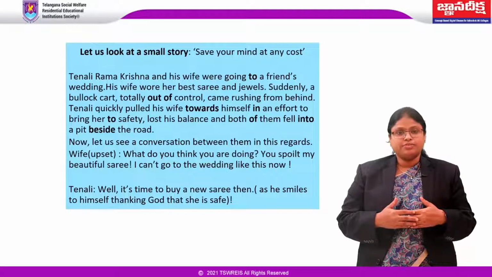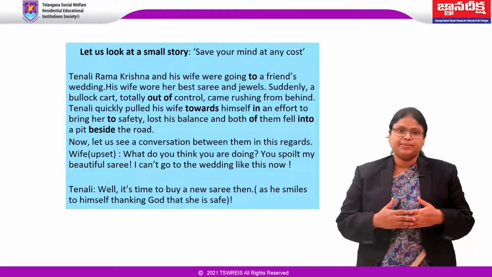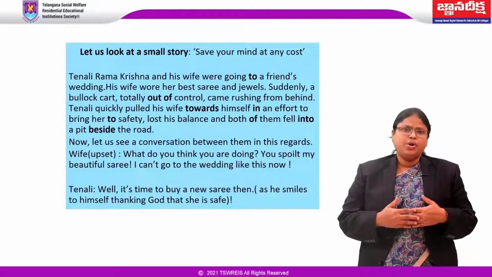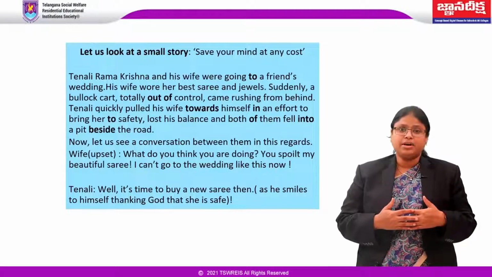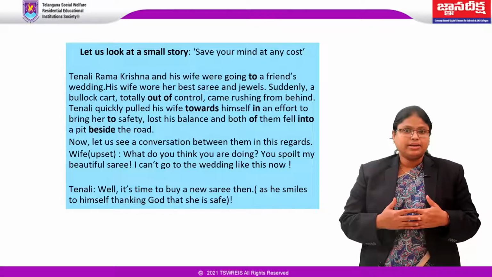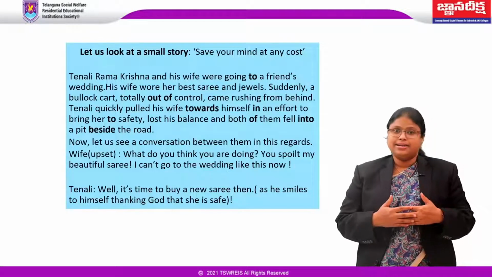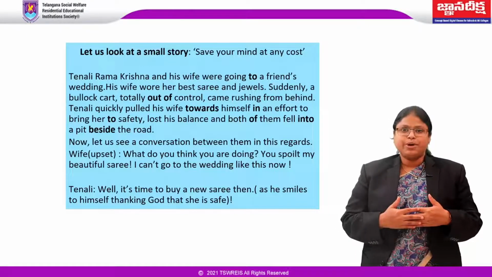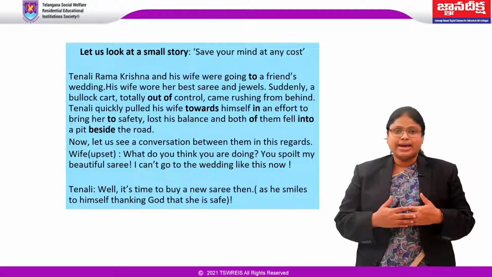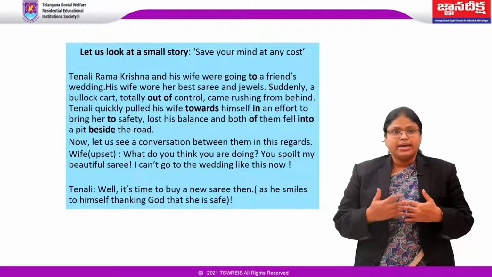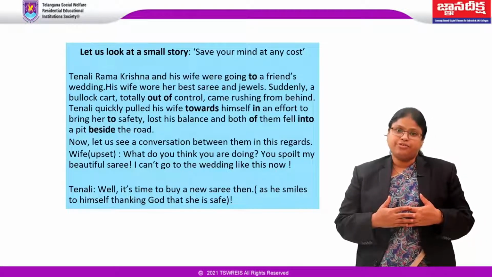Now let us see a conversation between them in this regard. Wife: What do you think you are doing? You spoilt my beautiful sari. I can't go to the wedding like this now. Then Tenali said, well, it's time to buy a new sari then. And as he smiles to himself, he was thanking God that she's safe.